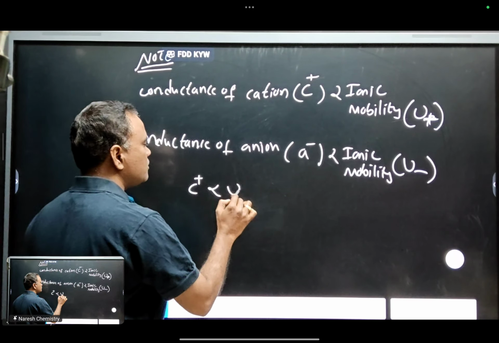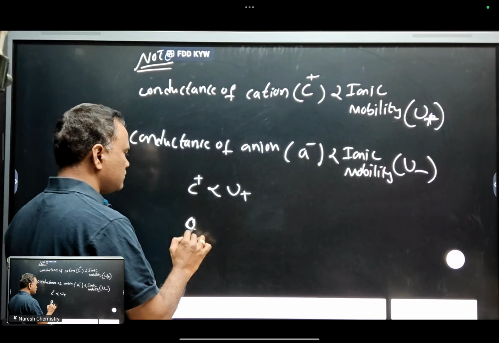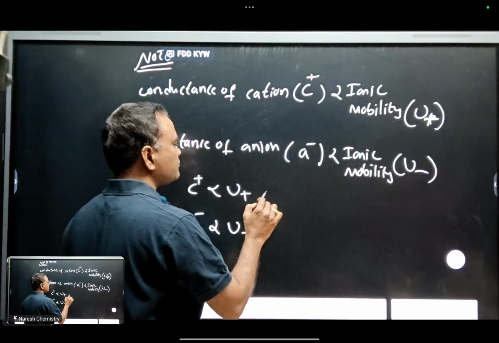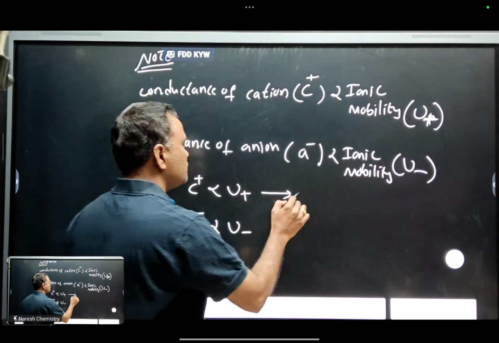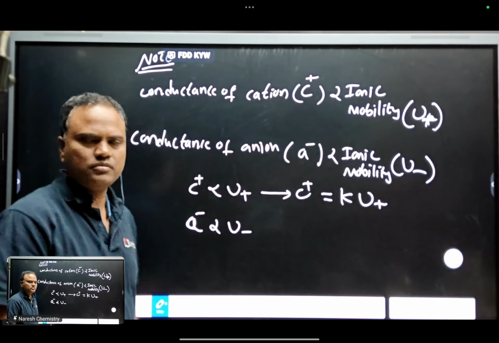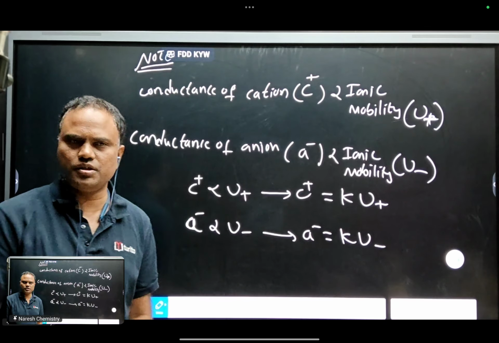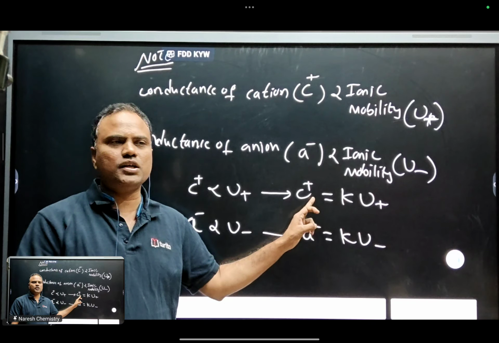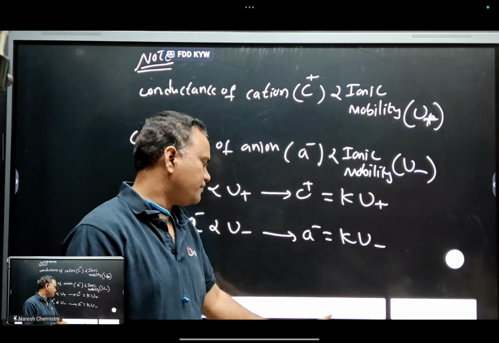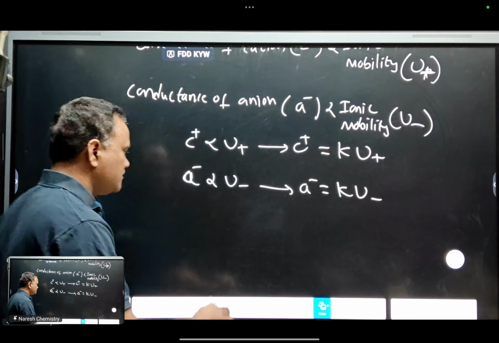Conductance of cation is directly proportional to U plus. Conductance of anion is directly proportional to U minus. Remove proportionality from this. C plus is equal to some K into U positive, some constant. Here also remove proportionality. A minus is equal to K into U negative. C plus is what? Conductance of cation. A minus is what? Conductance of anion. What is the conductance of electrolyte? Sum of the conductances of cation plus anion, right?